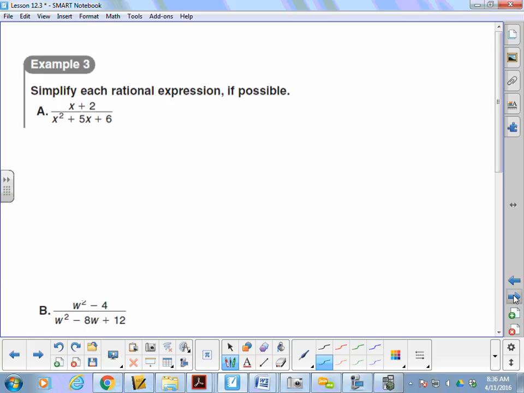Okay, simplify each rational expression if possible, and we're going to recognize excluded values again. So we're going to factor if we can. Can we factor x plus 2? Do they have anything in common? They don't. There's only 2 terms. Anytime you have a binomial, 2 terms, you can only factor out a greatest common factor anyway, so the numerator, they don't have anything. So the numerator stays the same, x plus 2. The denominator, x squared plus 5x plus 6.